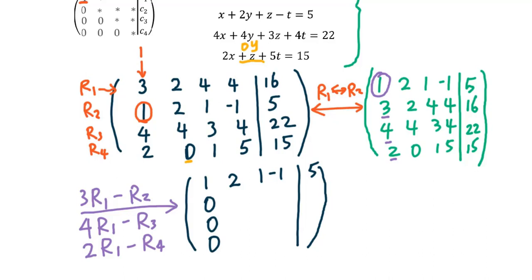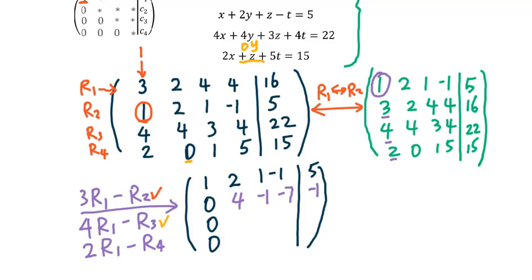Do the operation for row 1 times 3 minus row 2. So 2 times 3 minus 2, here's a 4. 1 times 3 minus 4 is -1. -1 times 3 minus 4 is -7. 5 times 3 minus 16, that's -1.